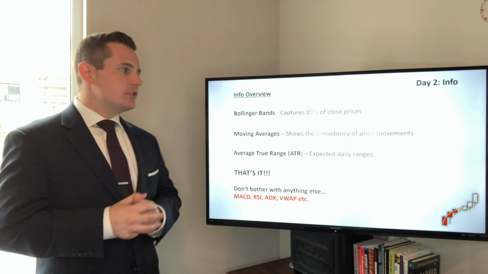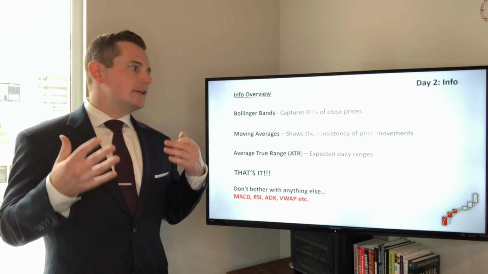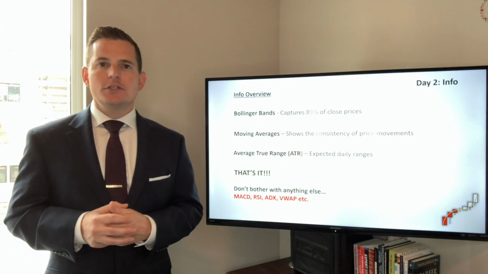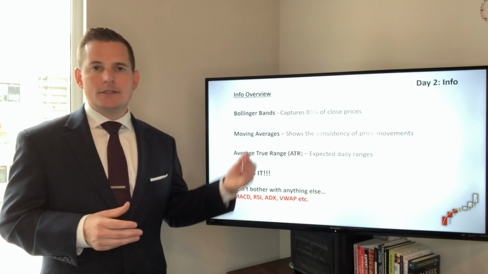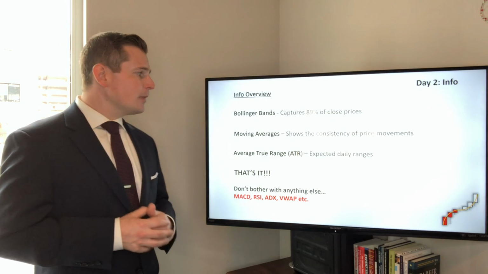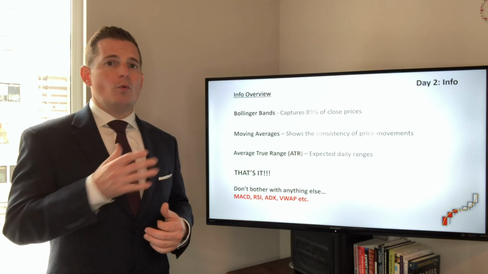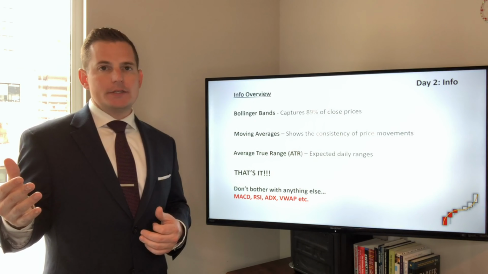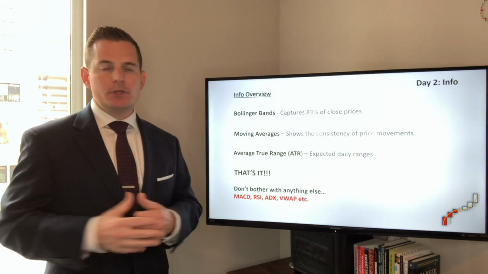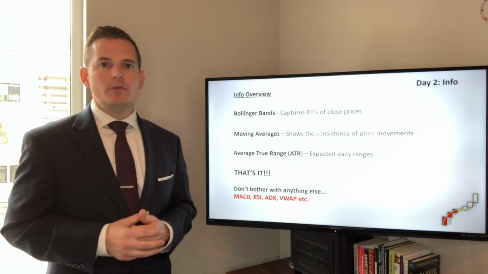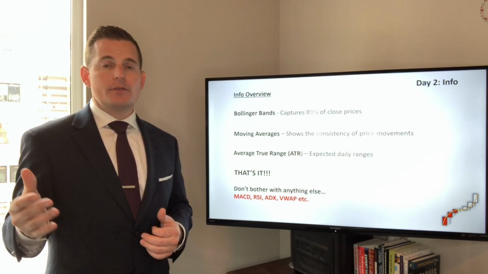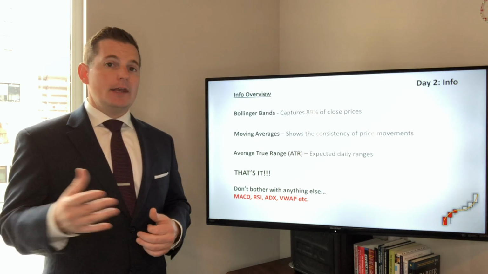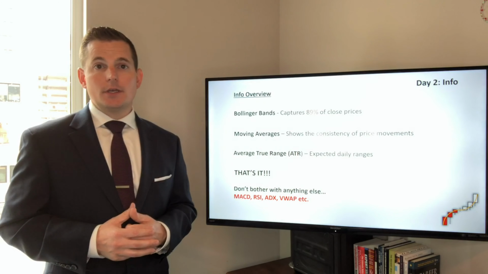The moving averages show more the consistency of the price movements over time, okay? I'm going to show them on a chart in a second, and it's going to be a lot more clear then. But depending on what type of moving average it is, it's just an average of the close prices over the last however many periods. So if it's a 200 period moving average, it's the average close price over the last 200 periods. And if it's a 50, then it'll be over the last 50 periods, okay?